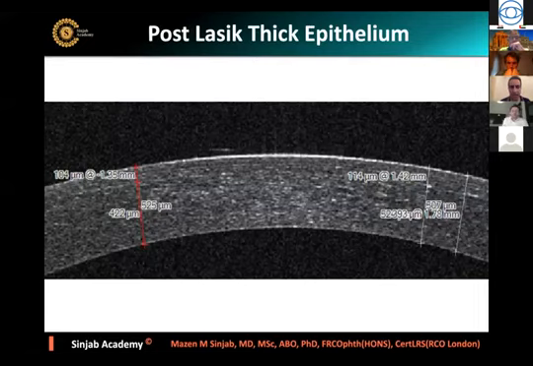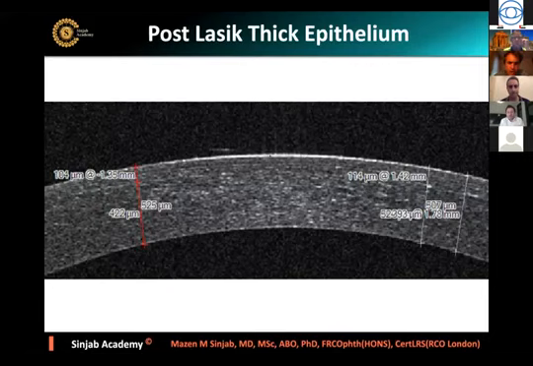It's hard to tell. For me, I can see as if this is the Bowman's up, and I feel that the epithelium should be thinner than what it is. So I see that the Bowman's membrane is up. Exactly. So the epithelium should not be 100. It should be maybe less than that. It should be maybe 50, 60. Yeah, it should be 60.